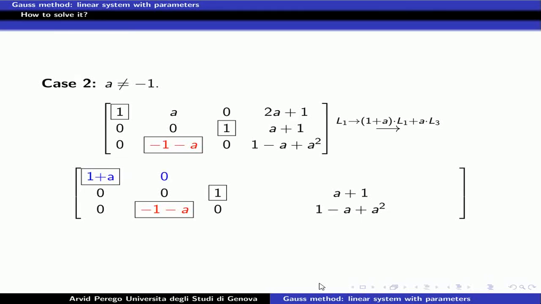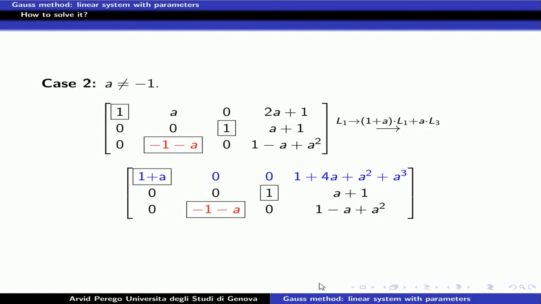For the third entry, you have 0 times 1 plus a plus 0 times a, so in the end you get a 0. And for the last entry, you simply have this expression, which is 2a plus 1 times 1 plus a times 1 minus a plus a squared. You do the calculations and you see that the last entry of the first row is 1 plus 4a plus a squared plus a cubed.